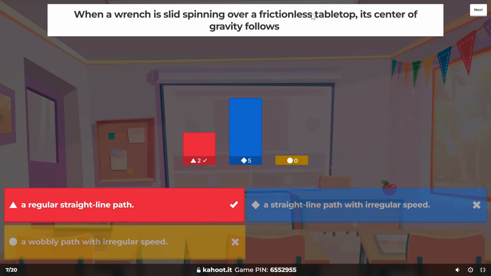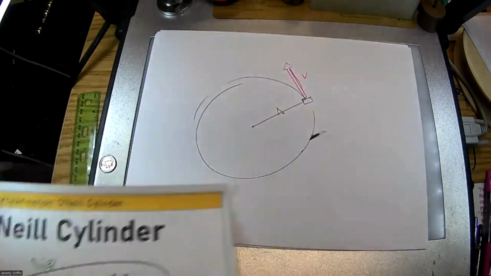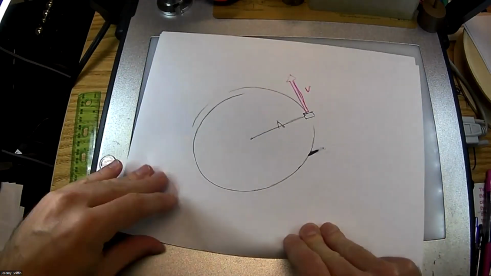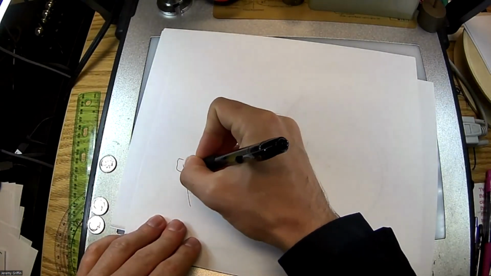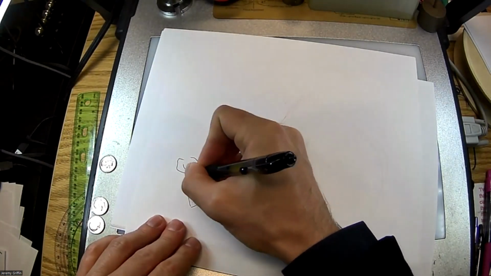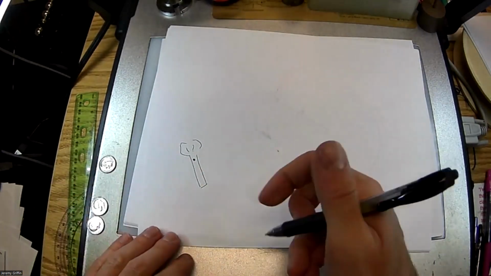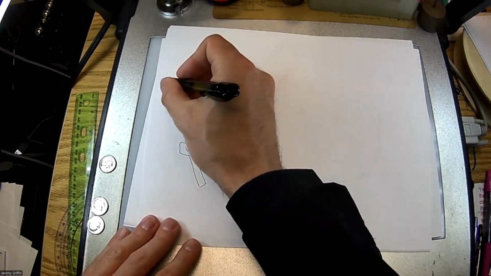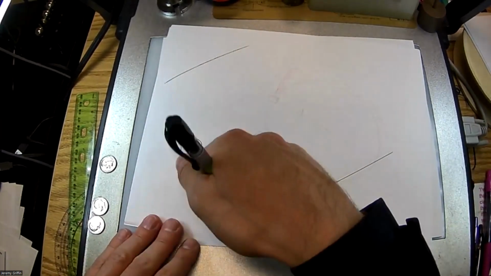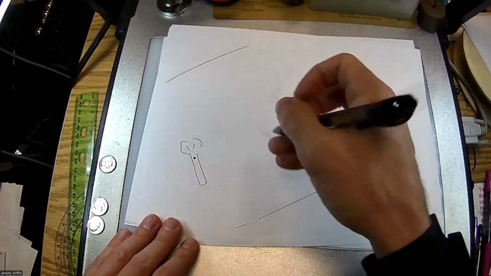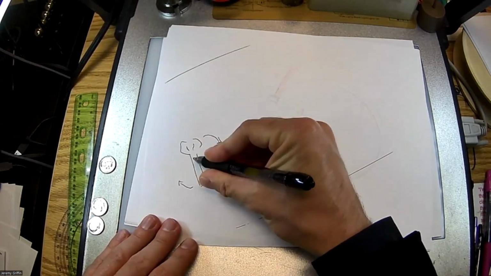But here, let me draw this out so I have a picture to follow. Let's get a wrench going. A wrench is just this weird shaped object. Maybe its center of mass is about there. If I was balancing it on my finger, maybe that one. And if it's on this huge frictionless tabletop, maybe like air hockey, it's floating. You give it a spin and throw it, so it's going to be going every which way. It's spinning about this point.